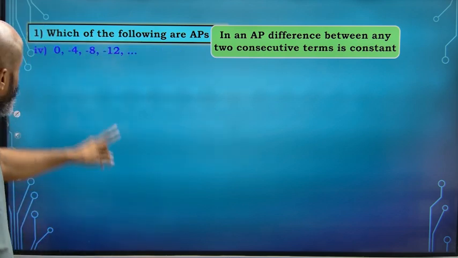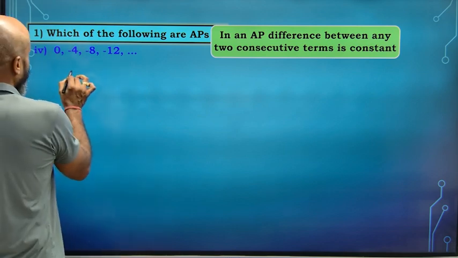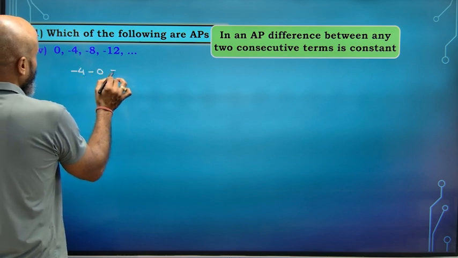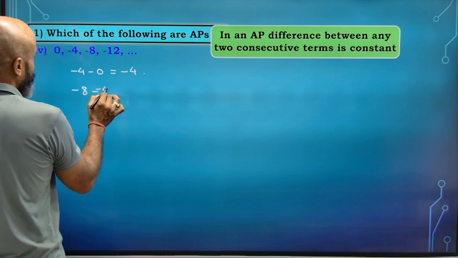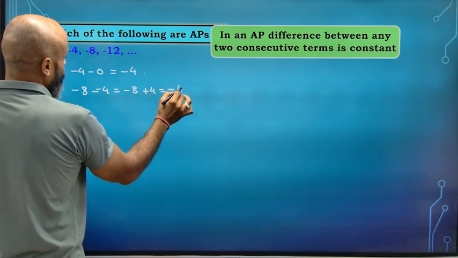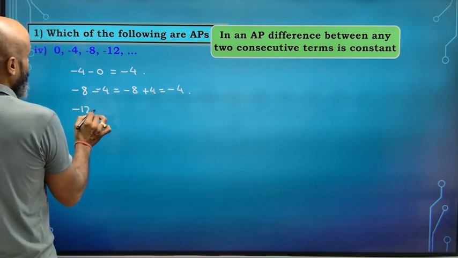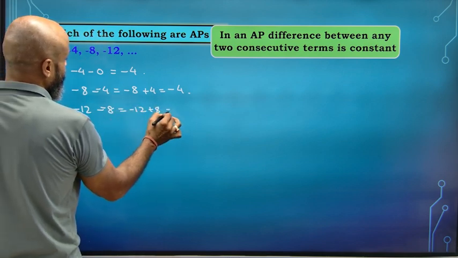Let's look at this one: 0, minus 4, minus 8, minus 12. Here we have minus 4 minus 0. What do we get? Minus 4. Here we have minus 8 minus minus 4, so that will be minus 8 plus 4. That is how much? Minus 4. Here we have minus 12 minus minus 8, so that is minus 12 plus 8. That is again minus 4.